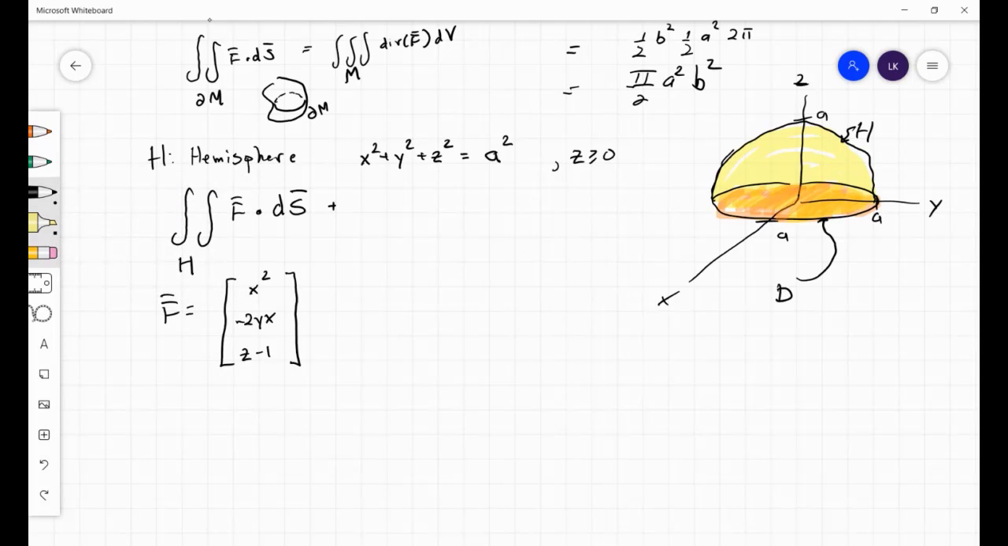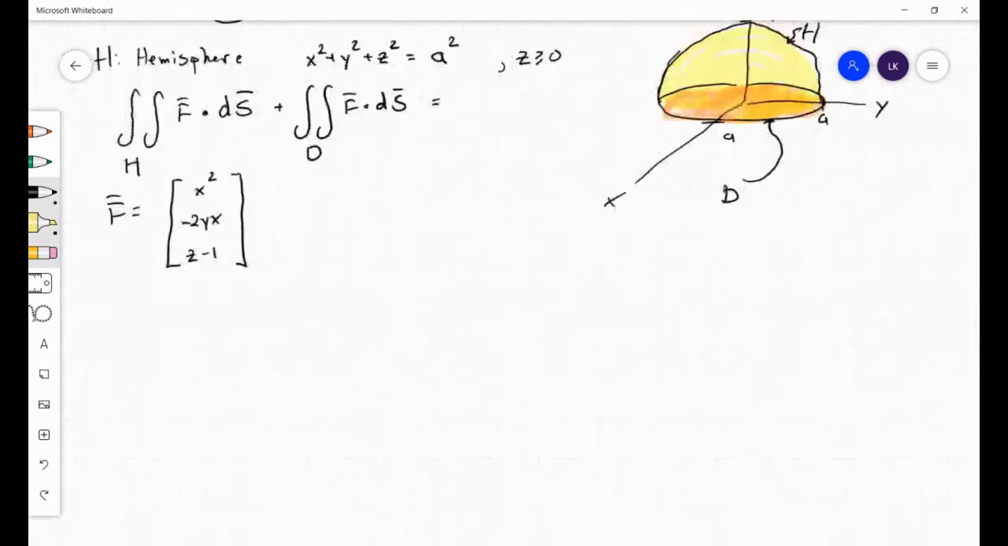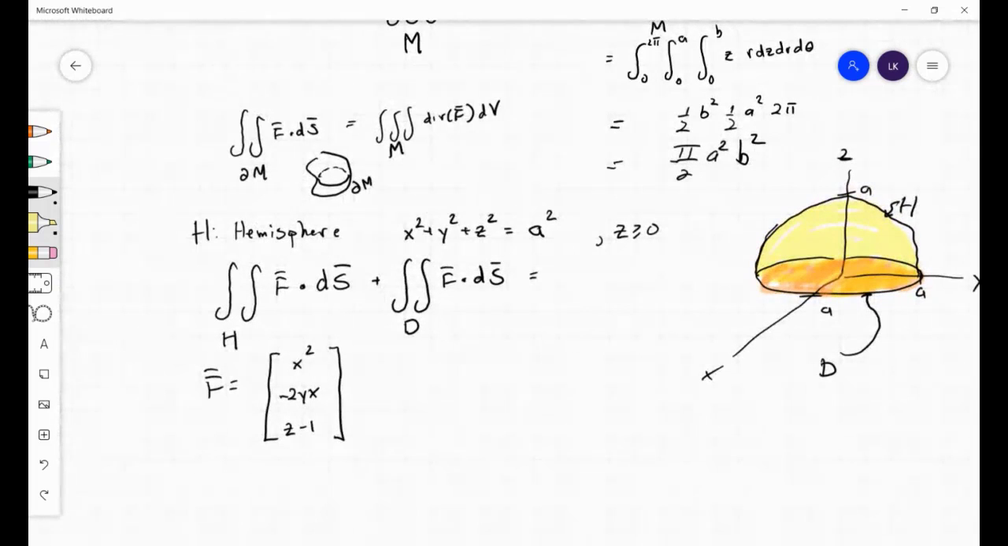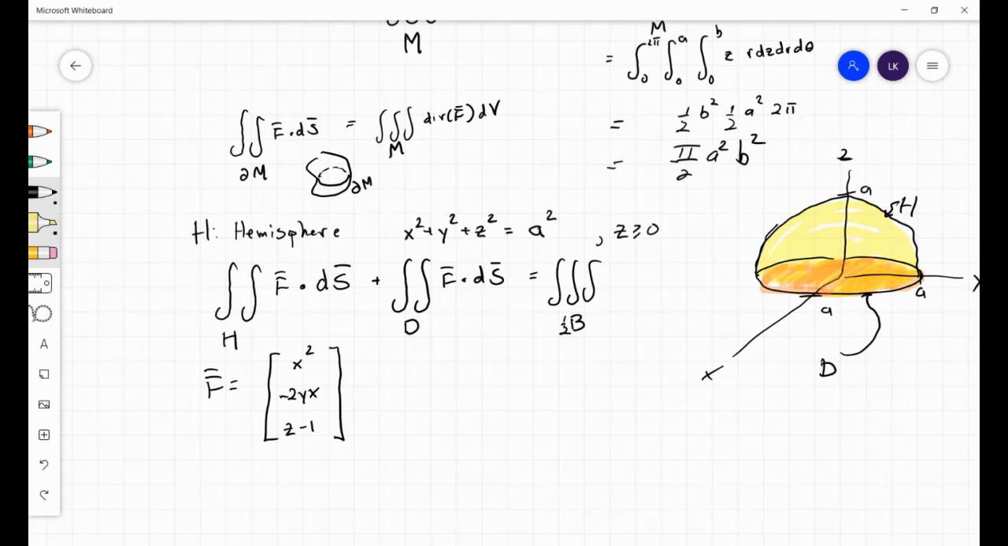notice that we could compute the flux through the disk as well. And then we could use the divergence theorem, because our surface is now closed. It bounds a finite three-dimensional region. So that would be the integral over that half ball. And now we can apply divergence theorem.